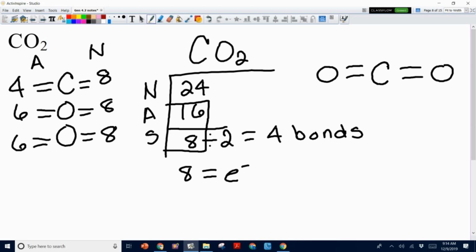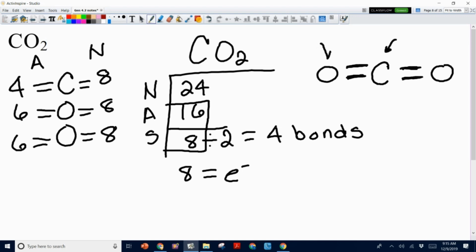Now we're going to check for octets. So if we look at carbon here, and we look at the number of electrons that are attached to carbon, there's 2 electrons in each bond. So if we look at that, there's 2, 4, 6, 8 electrons that are already attached to carbon. Carbon cannot have more than 8. 8 is the number that carbon wants to have. So now we're going to go out to the oxygens.